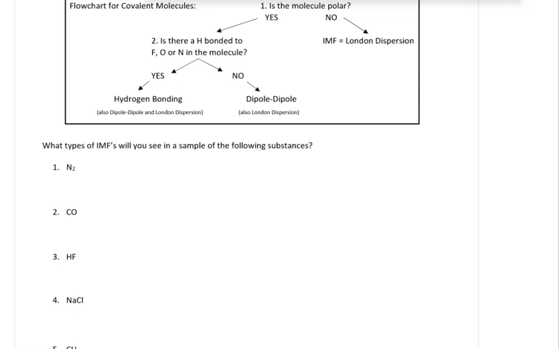I see N2. That's a nitrogen triple bonded to itself. If I were to draw my Lewis dot structure, typically that's the first step in drawing any of these. You want to see what the shape actually is. Any two atoms bonded to itself, there's going to be zero difference in their electronegativity. That's going to give me a nonpolar covalent bond and a nonpolar molecule. Well, what's the only type of IMF that nonpolar molecules can have? London dispersion forces. So N2 would only have LDF.